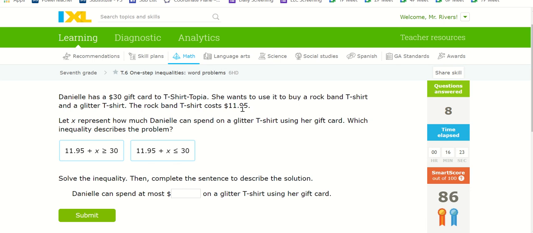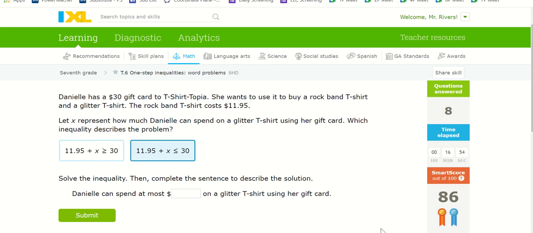So she's buying this rock band t-shirt for $11.95, and X is how much she can spend on the glitter t-shirt. Rock band t-shirt is $11.95 plus the glitter t-shirt X. This is how much she's going to spend, and it can't be more than 30. It has to be less than or equal to 30. 30 is the maximum she can spend.